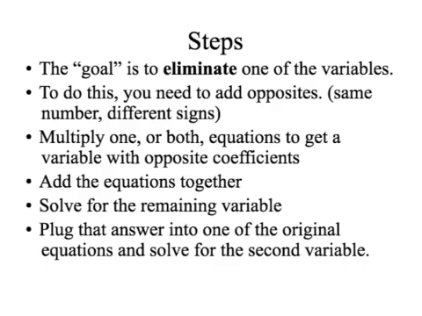To get opposites, you need to multiply one or both of the equations to get opposite coefficients. And then you want to add the equations together. When you add the equations together, one variable will cancel out and you'll be left with the second variable. Solve for that variable and then plug that into one of the original equations to get your second variable.